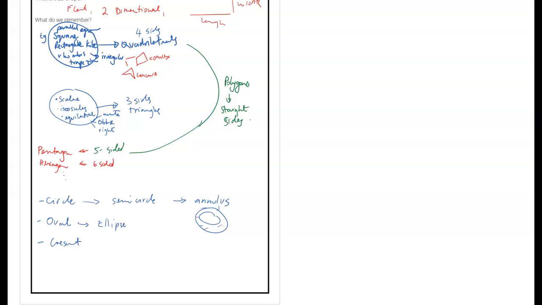Whereas a rhombus is also a square, but it's not a rectangle. How do we distinguish between that? Sorry, I'll take that back. A square is a rhombus, but a rhombus is not a rectangle. Why not?